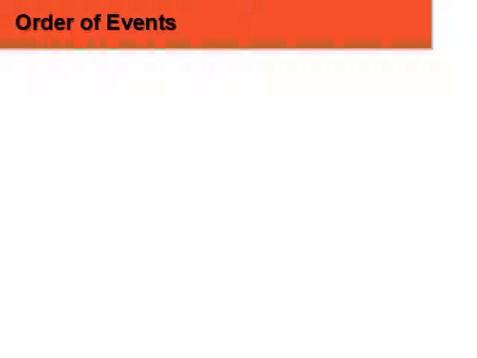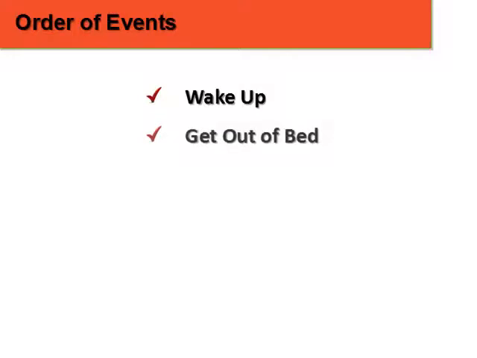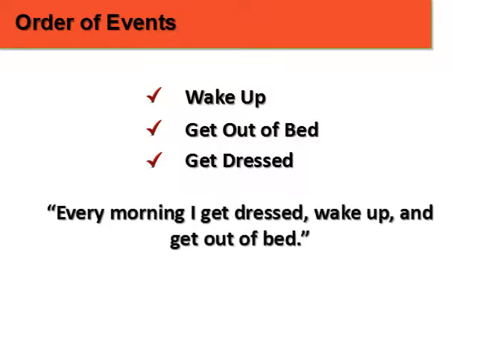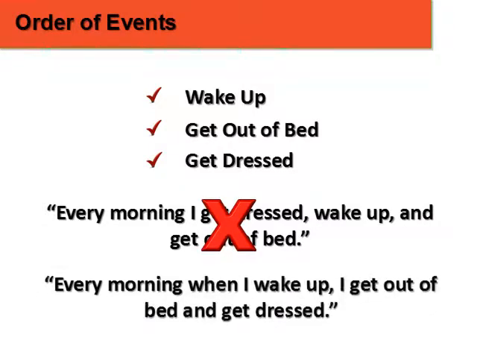Next, let us look at a sample order of events. Typically, people start each day by doing the same steps. For example, wake up, get out of bed, get dressed. But we would not say, every morning I get dressed, wake up, and get out of bed. The correct order would be, every morning when I wake up, I get out of bed and get dressed.